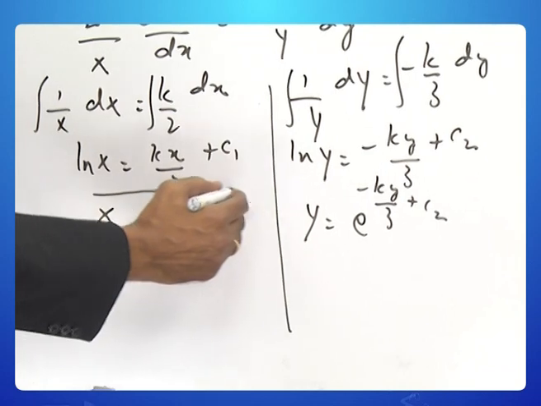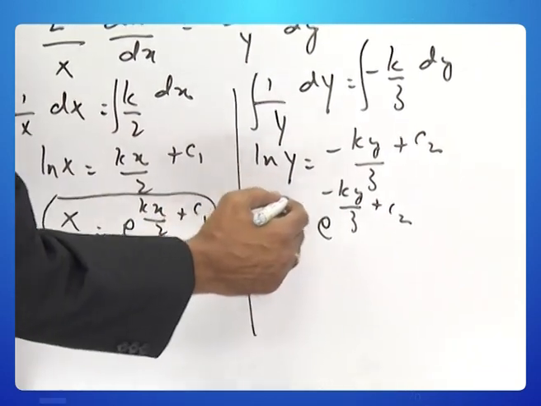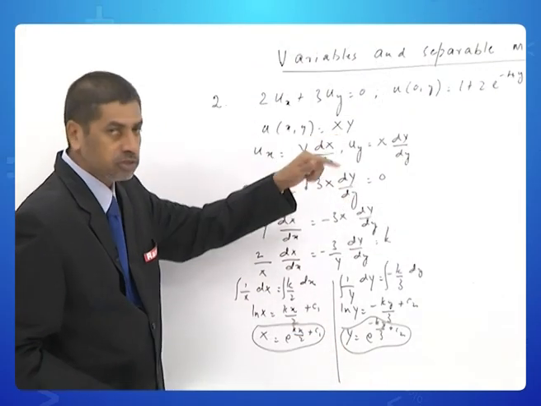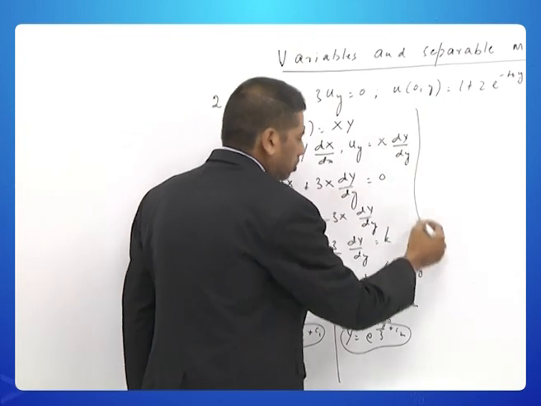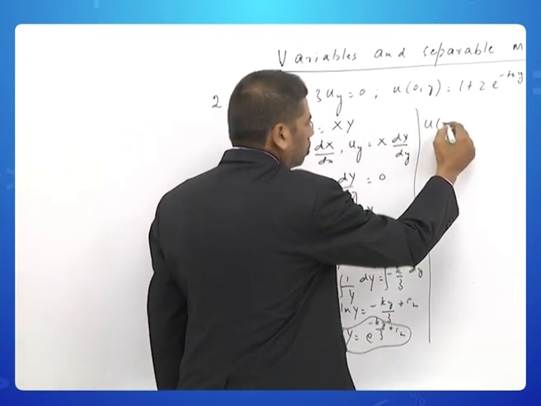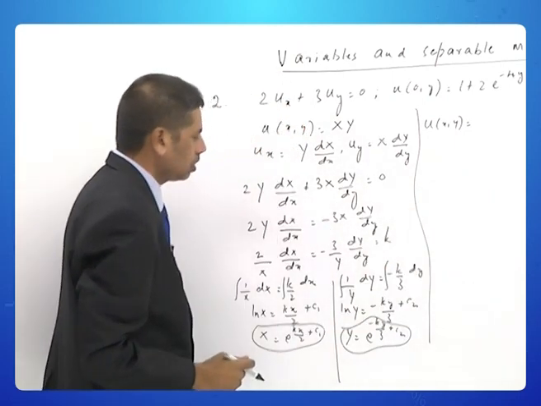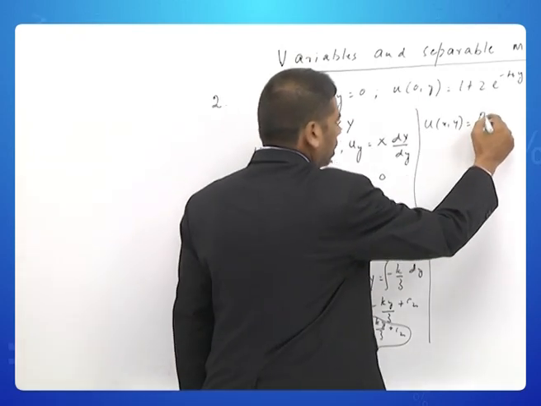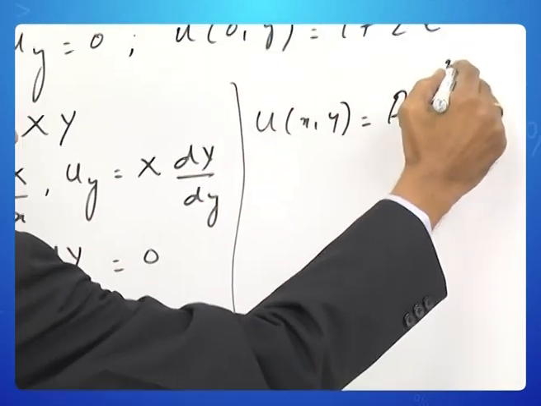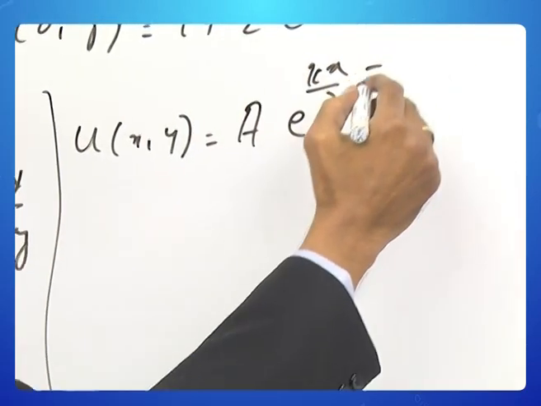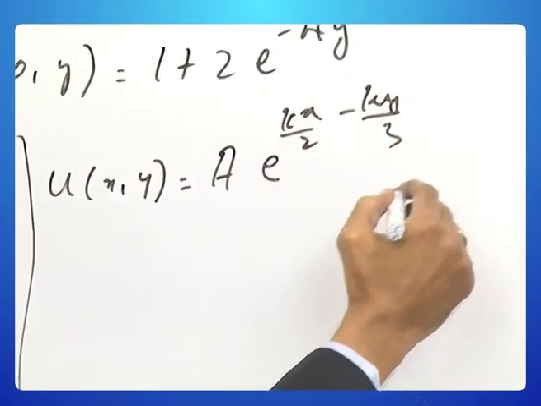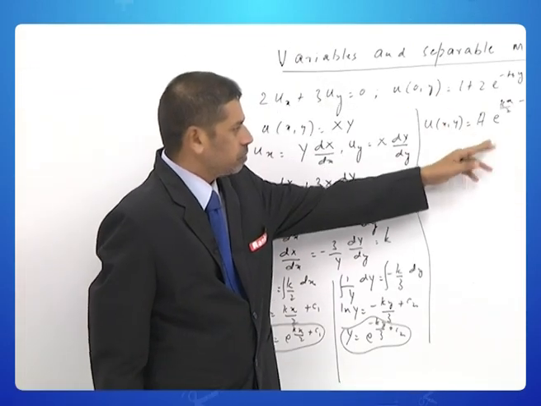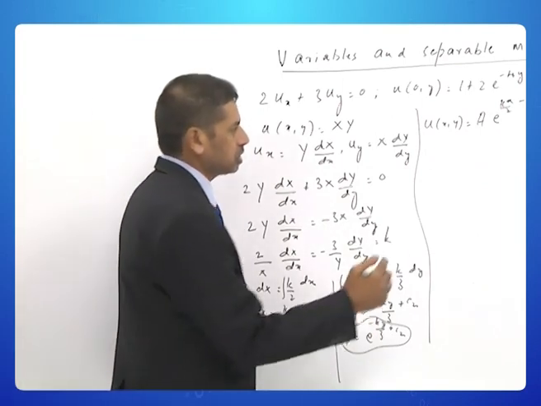So this capital X and this capital Y can be used in the assumed solution to get the general solution. So u(x,y) is equal to, if you multiply these two, e power c1 plus c2 can be reduced to A e power kx by 2 minus ky by 3. If you impose this condition on this, we must be able to calculate the unknown constants.